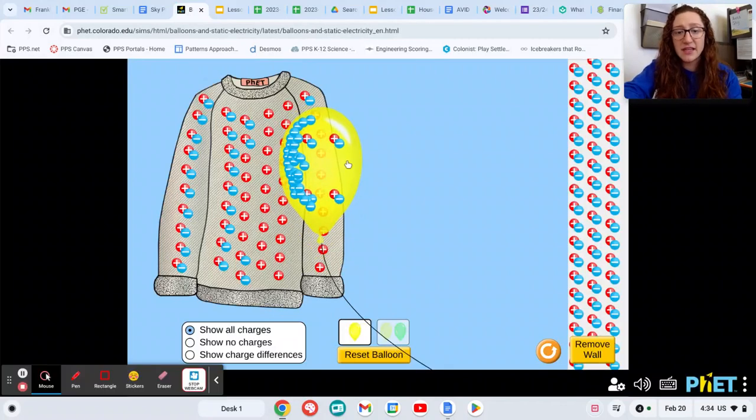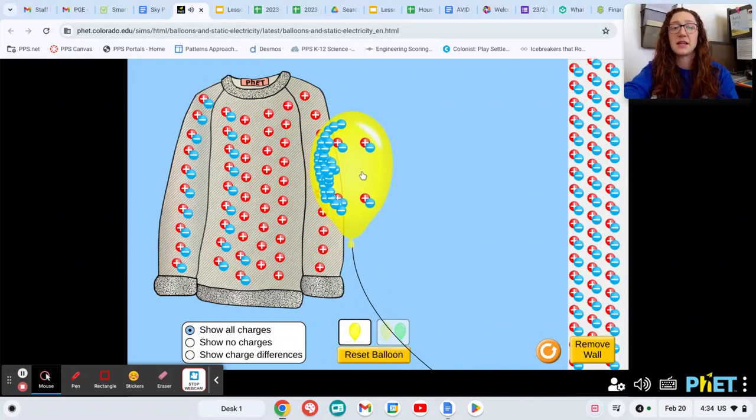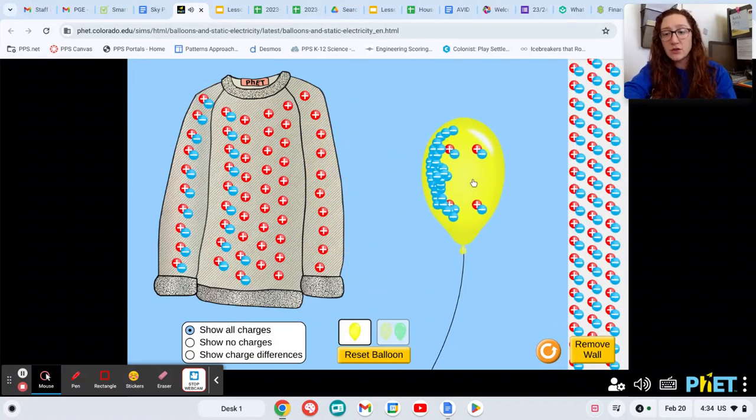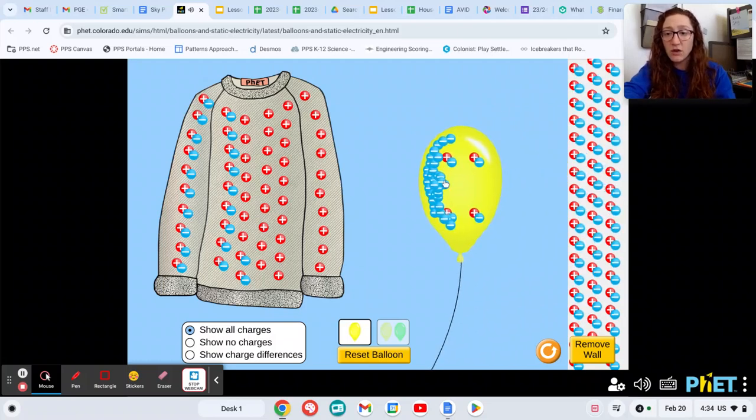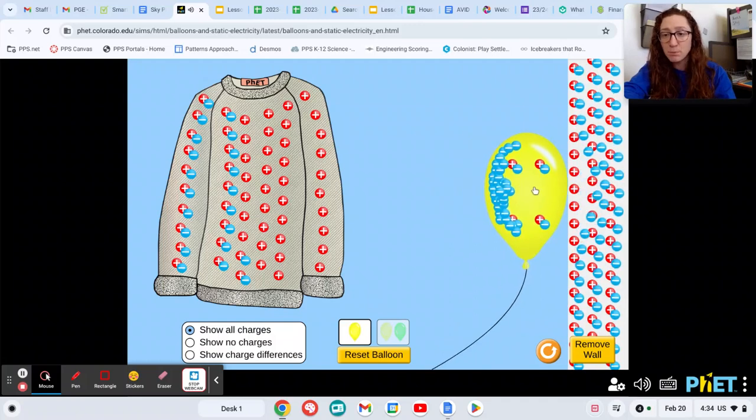So I have this balloon, which has gathered electrons from rubbing against the shirt. When I bring it close to the wall, notice that it polarizes the wall by moving those electrons out of the way. I didn't gain any electrons over here. The wall didn't lose any electrons. I just pushed them out of the way, and now that balloon is going to stick to the wall because those protons are attracted to the electrons in the balloon.